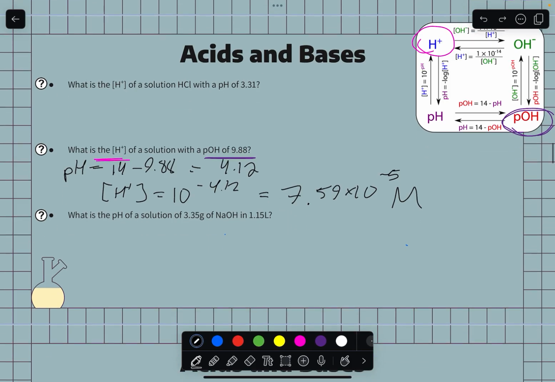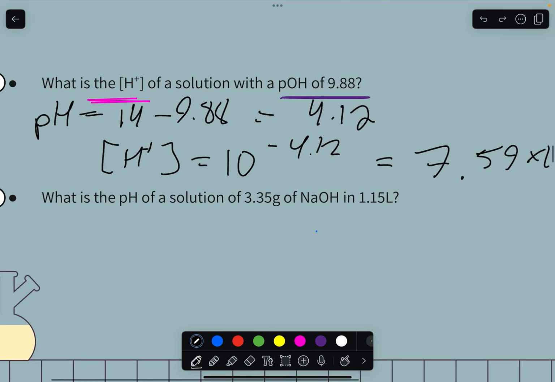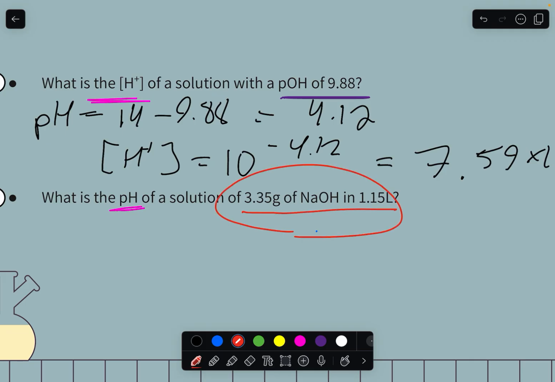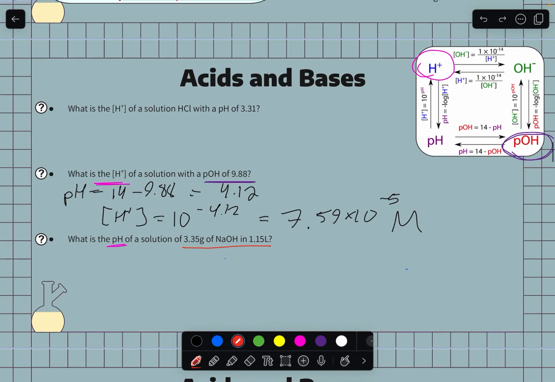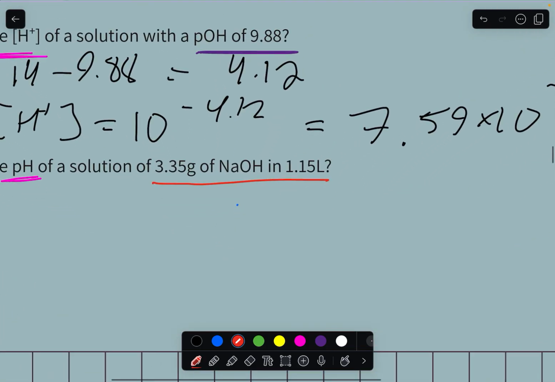Okay. For the third question down here, we have what is the pH of a solution with 3.35 grams of NaOH in 1.15 liters. Okay. So from this, we can get the molarity of NaOH. I'll show that here in a minute. But on our square, we are looking for pH. We're starting with the OH minus concentration. So again, we have two steps.